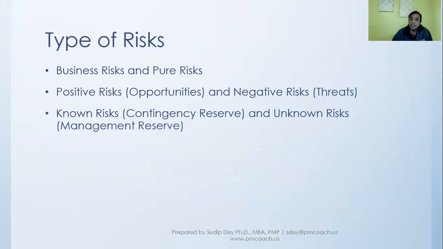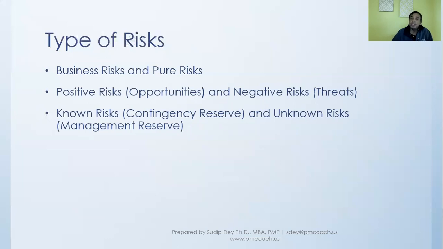Then there are known risks and unknown risks. We talked about known risks and unknown risks. Now, known risks, to refresh our memory, are those risks that we can plan for, that we can visualize, that we can think about as something that might happen, because we know these are situations that can come about. For those risks, we have a contingency reserve, and we even include it in the schedule and cost baseline.